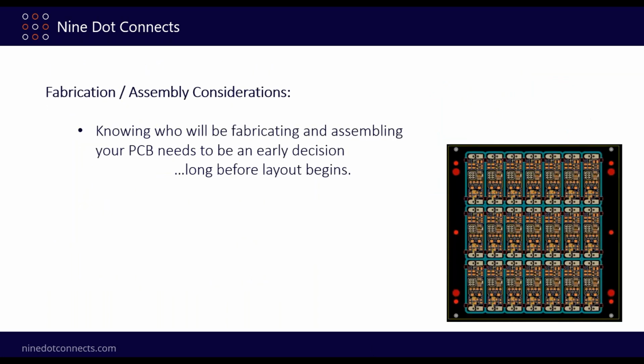So let's start with fabrication and assembly considerations. Kind of a weird place to start, because normally on a design we start with the schematic, right? Well, before you start with a schematic, you really want to know who your fabricator and assembler is, if you can. I know a lot of people might not be able to, but if you can, it's very important, because that's going to drive some of the parts you decide to use, some of the materials you decide to use, some of the rules you're going to use in your design rules.